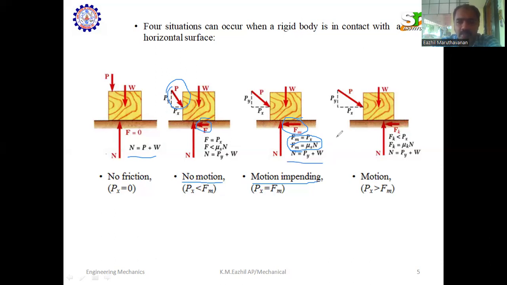Similarly, in the fourth condition, when the object is in moving condition, the frictional force will be lesser than the applied force, so the object starts moving. That is, the applied force is greater than the frictional force. These are the four conditions to be taken into consideration to identify the coefficient of friction value. The formula to identify the coefficient of friction value is mu equal to Fm by N.